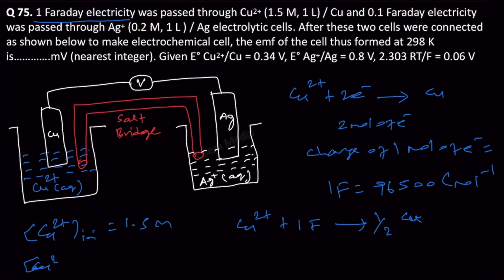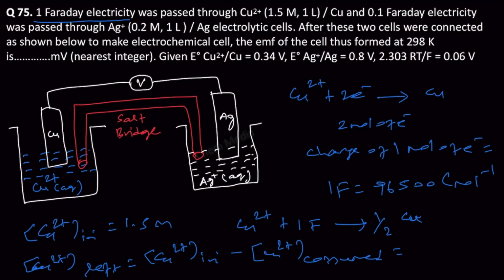So Cu2+ left is equal to whatever is the initial value, Cu2+ initial, minus Cu2+ consumed, isn't it? Now how much is consumed here? 0.5 molar is consumed. So 1.5 molar minus 0.5 molar, therefore that is equal to 1 molar. So that's the new concentration of Cu2+.